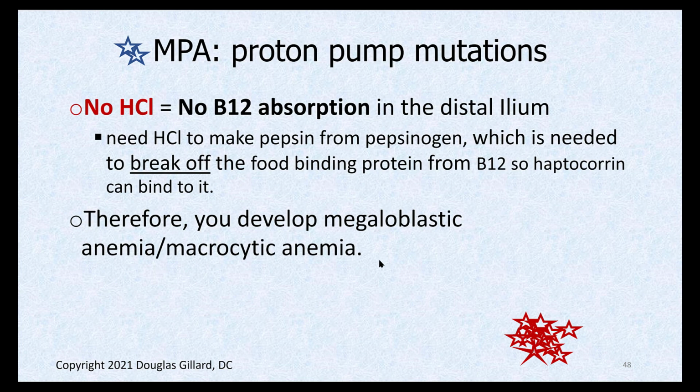Proton pump mutations continued, everything we said. No hydrochloric acid, no vitamin B12. You remember how that works? Remember, we need hydrochloric acid to make pepsin from pepsinogen. And we need pepsinogen to break loose the food-binding protein from vitamin B12. Right? So that will allow haptocorrin to latch onto it.